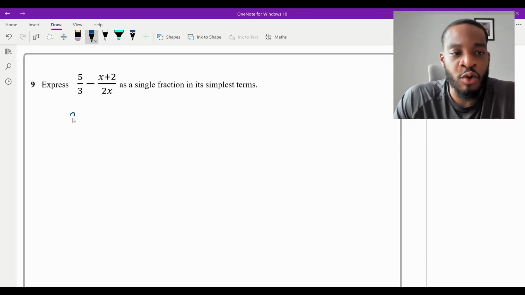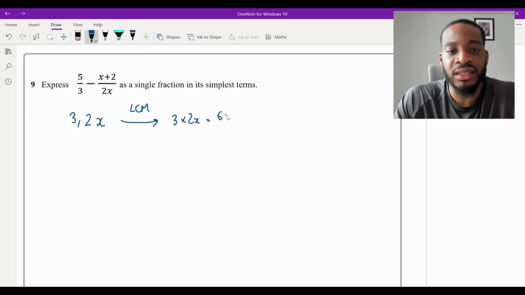So what I'd want to do is I've got a 3 and I've got a 2x. I would need to find out the LCM of these two. And all you're going to do is just multiply them together. 3 times 2x is going to be 6x. So that tells you that your new denominators are going to both have 6x underneath them, right? So 6x there, 6x there. Ask yourself, how do I go from a 3 to a 6x? Well, you'd have to times by a 2x, wouldn't you? And because fractions have to be equivalent, I have to do the same with the numerator. 5 times 2x is a 10x.